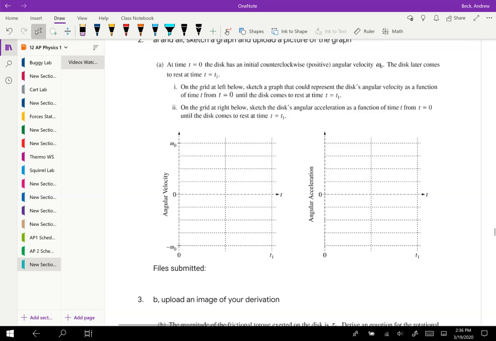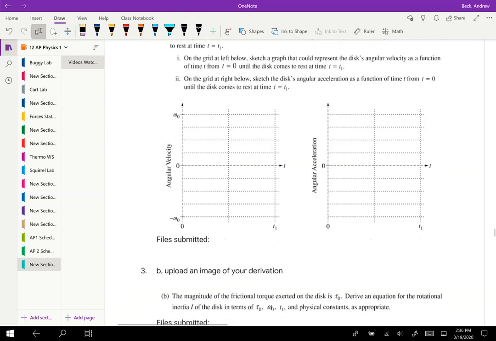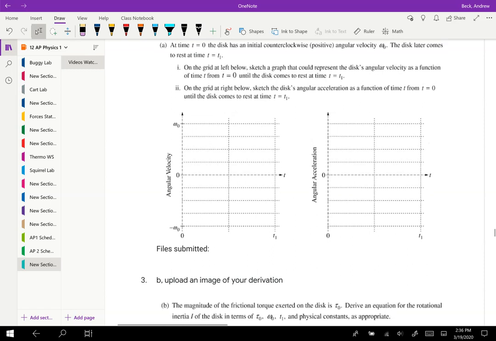So we're saying, okay, at time t equals 0, the disk has an initial counterclockwise positive angular velocity omega naught. The disk later comes to rest at time t equals t1. So this is not too bad because we've done stuff like this before. What we're saying is we have a constant torque acting on it, which means that we have a constant angular acceleration.